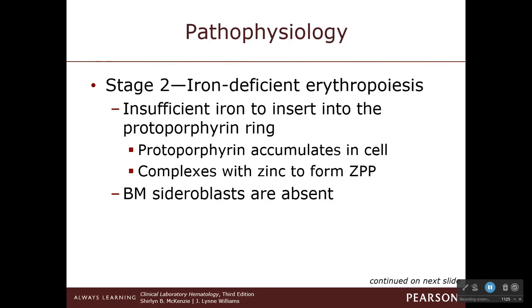And that's a problem, because if we have no sideroblasts, then we know we're not producing red cells like they're supposed to be produced. So the hemoglobin's not going to be as good. That makes sense, guys?